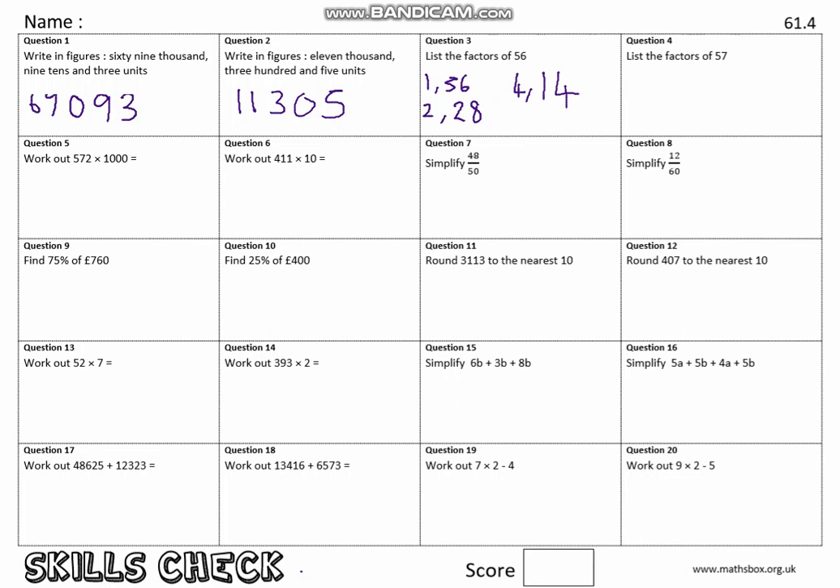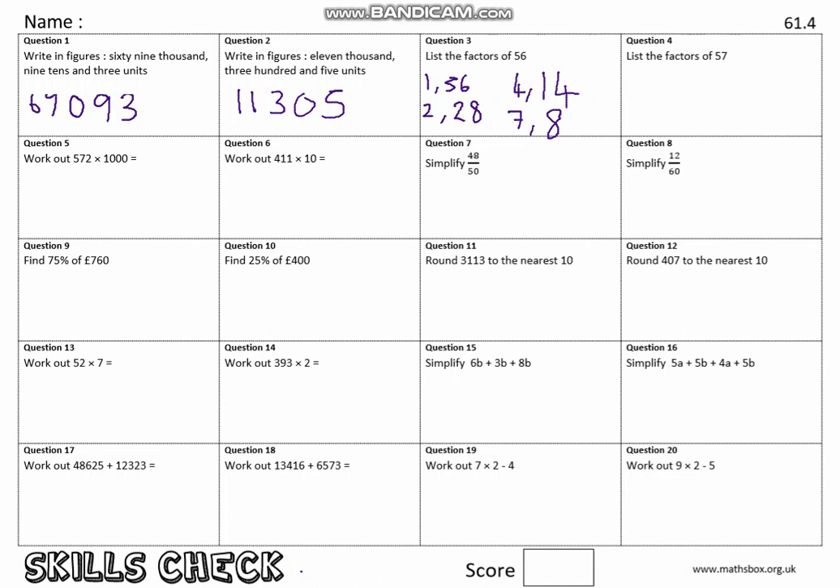Now 5 doesn't go in it because it doesn't end in 0 or 5. 6 also doesn't go into it, but 7 does, so we can put 7 there, and then we've got to ask ourselves, how many times does 7 go into 56? Well, it goes in 8 times, so we can write the number 8 there. So that shows us that there are 8 factors of 56, and we've listed them all there.